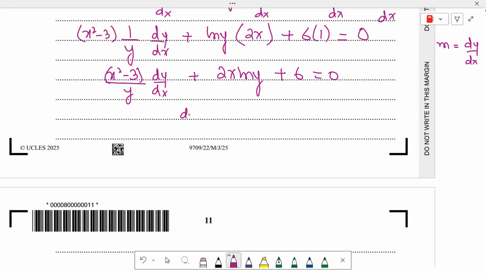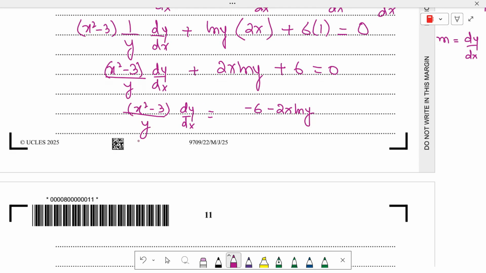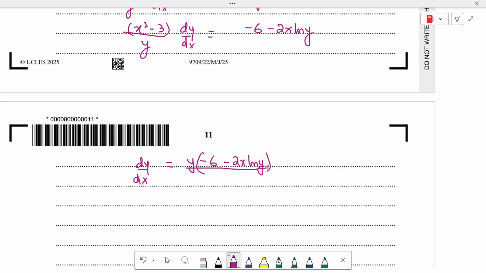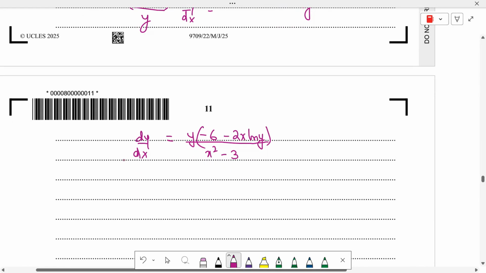Okay, we need to find dy over dx, and this one is equal to negative 6. When we switch this term to the right side, we will have negative 6 minus 2x ln y, and this will be x square minus 3 over y times dy over dx. So dy over dx will be equal to negative 6 minus 2x ln y, times y, over x square minus 3. Okay, this is the derivative and we need to find the slope.